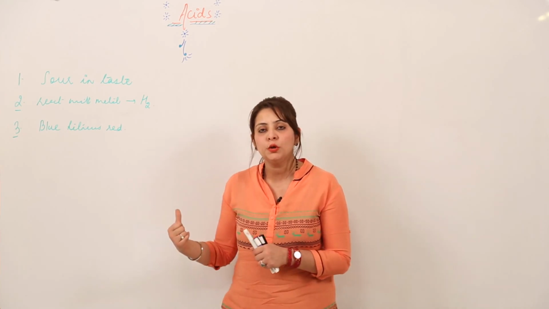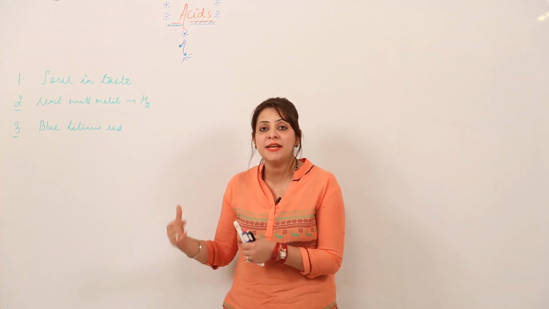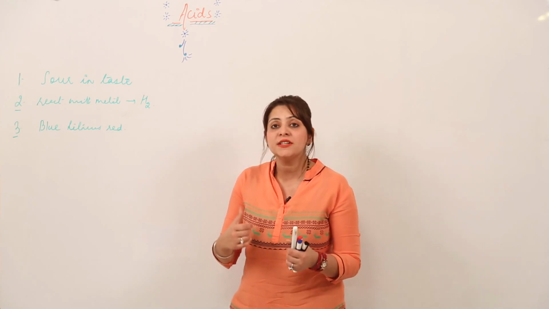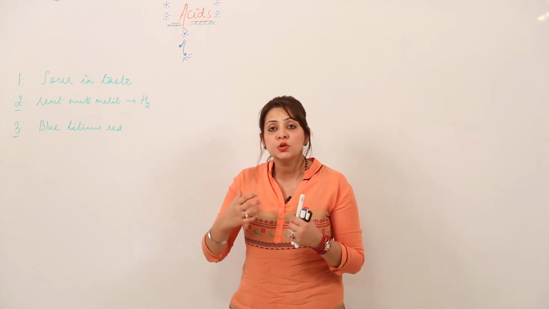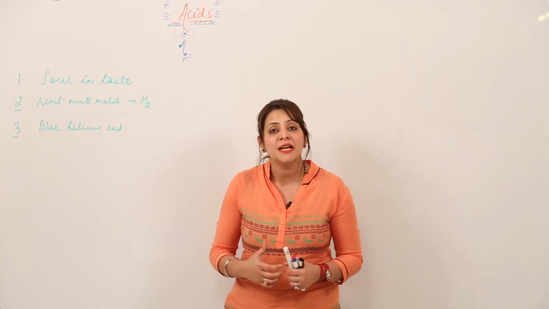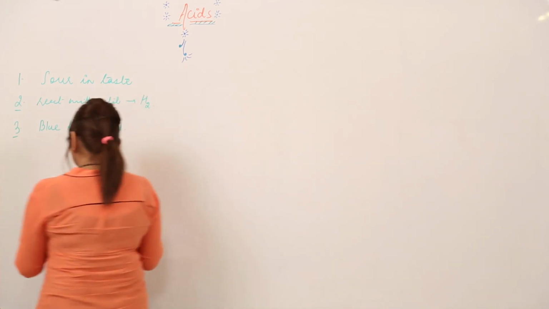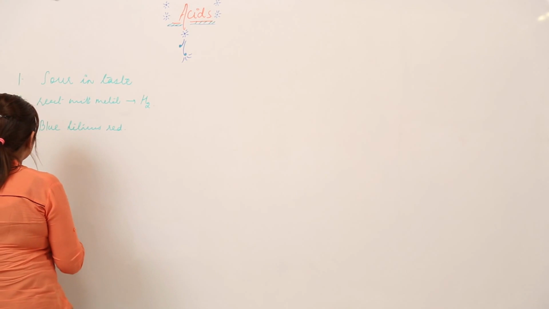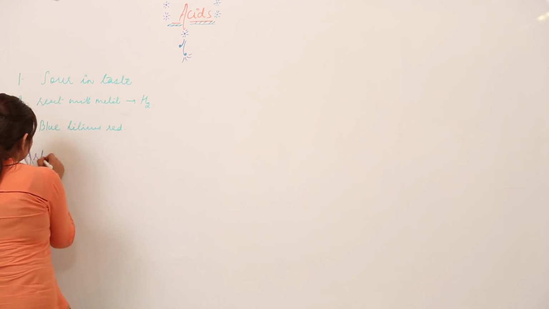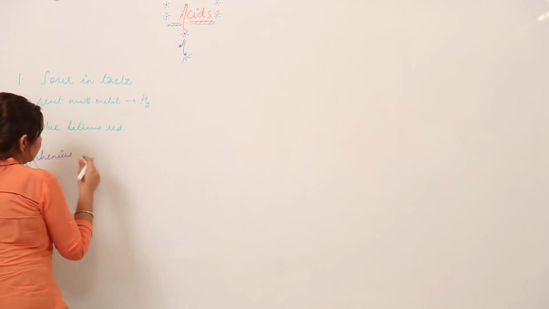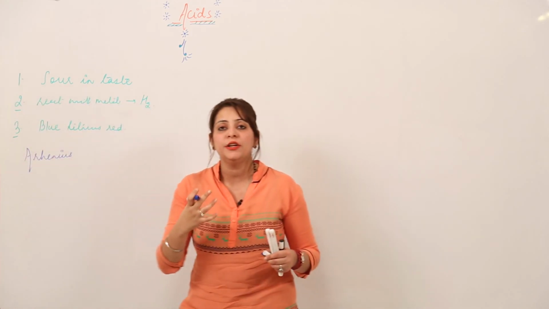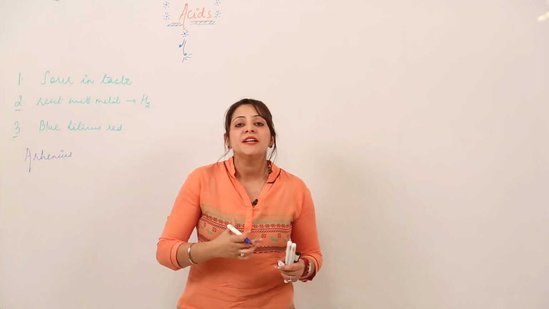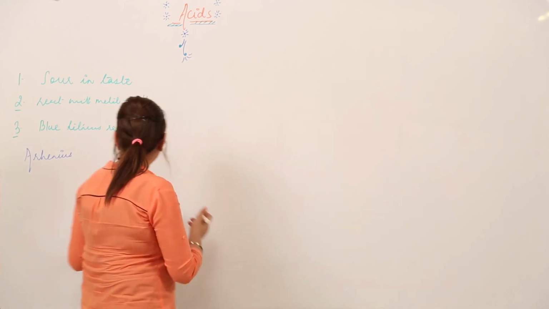So just look at the board. What does Arrhenius say, or what is the criterion chosen by Arrhenius to decide that a substance is an acid? Actually, Arrhenius was the one who provided the information on the chemical nature of substances by giving his theory, that is, the Arrhenius theory.